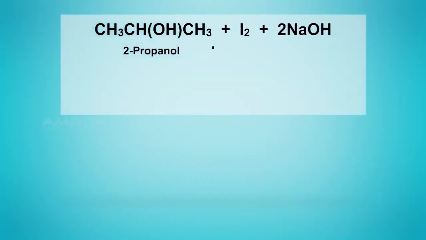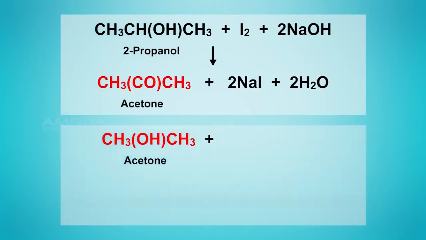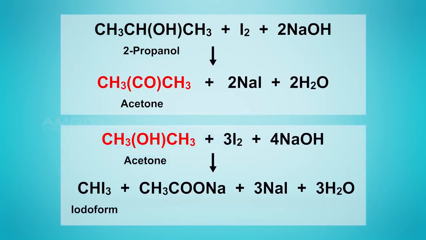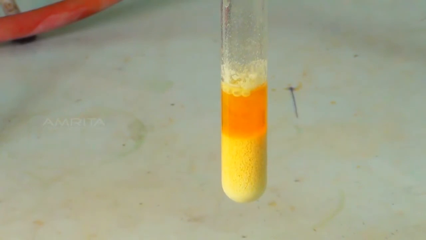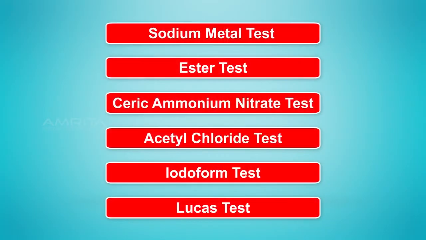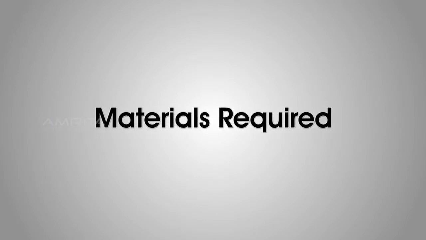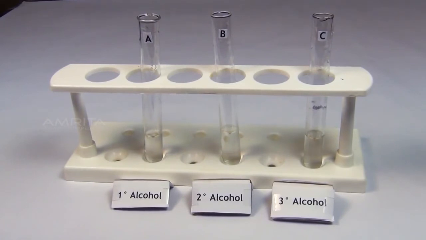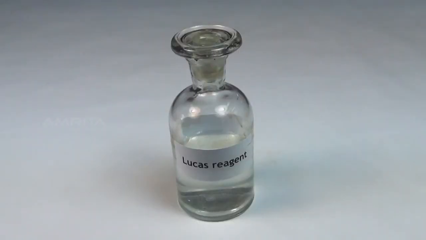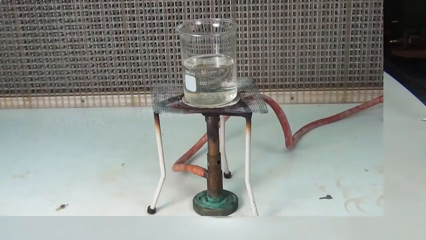When alcohol containing CH3CHOH group is warmed with sodium hydroxide solution and iodine, a yellow precipitate of iodoform is formed. Lucas test. Materials required: primary, secondary and tertiary alcohols, Lucas reagent, dropper, and water bath.